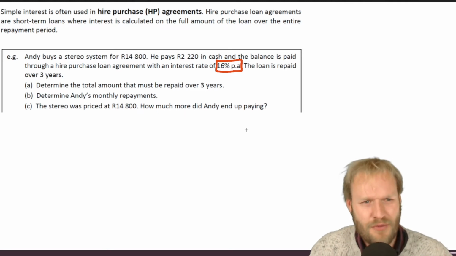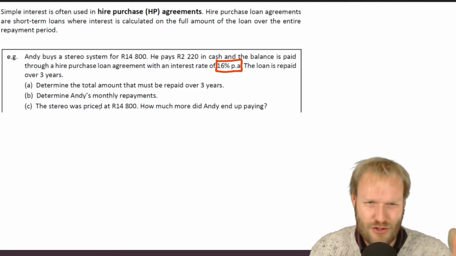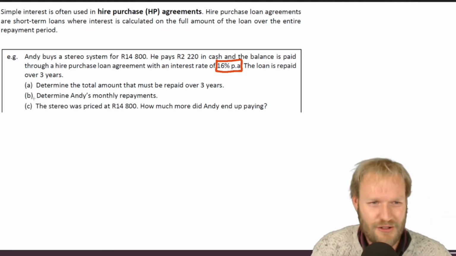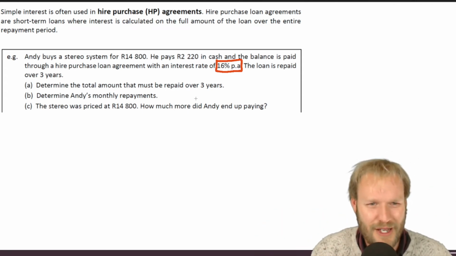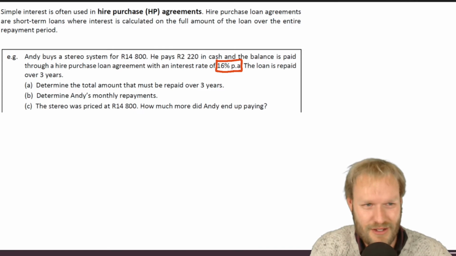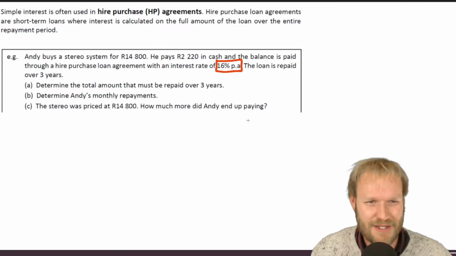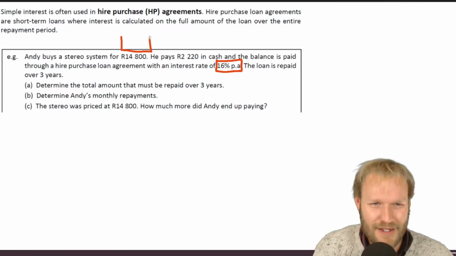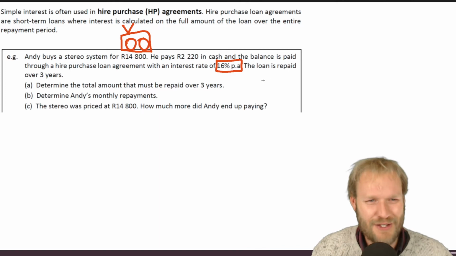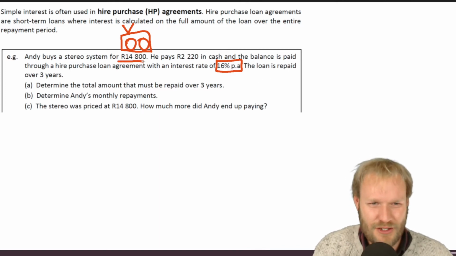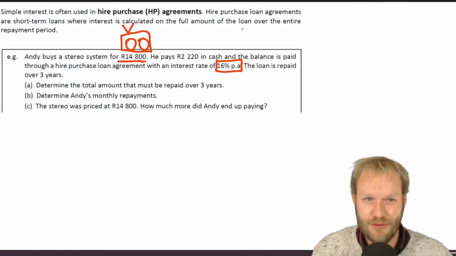Okay, so that's all that said. Let's go into it because these stories are obviously just stories. Okay, that's real life, but let's go through the story. So here's Andy. He's buying a stereo. Something that looks like this, a boombox. It's good, eh? Okay, so there's that stereo, and it costs 14,800 new.